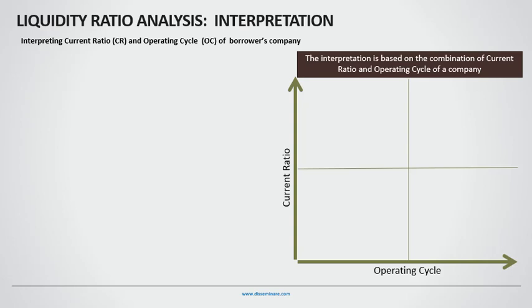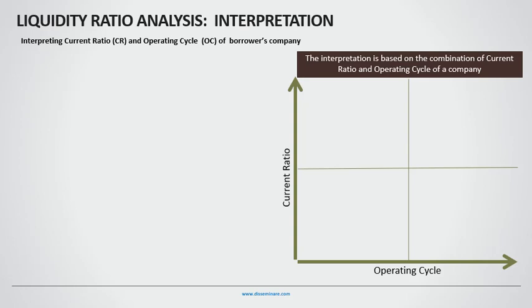Similarly, on the y-axis, the current ratio numbers are indicated. The banker shall compare the borrower's current ratio with the industry standard and determine whether the ratio is high or low. Let us look at the 4 different scenarios of the combination of current ratio and operating cycle and the interpretation for the bankers in each scenario.